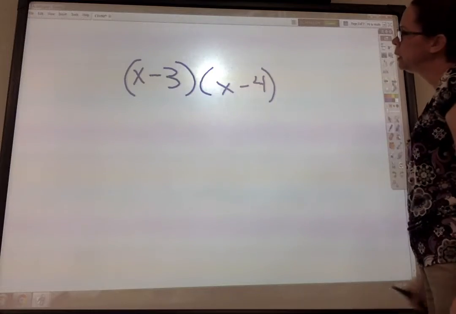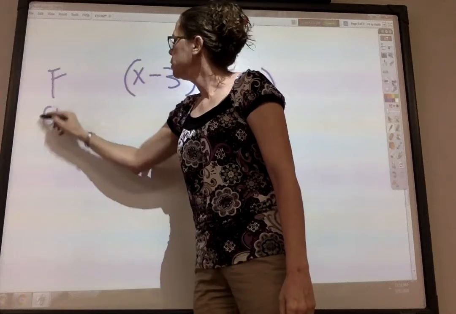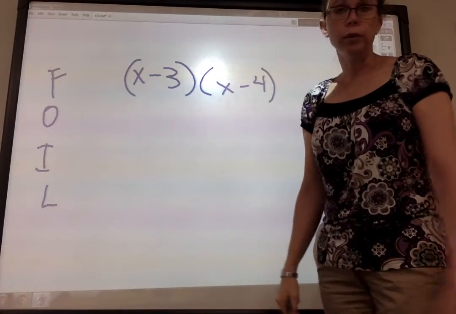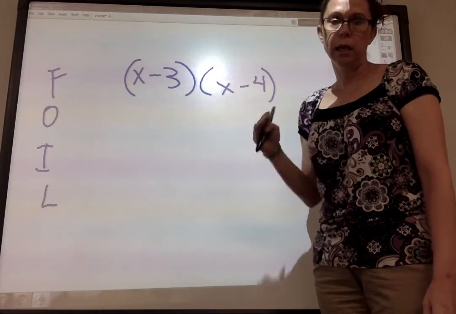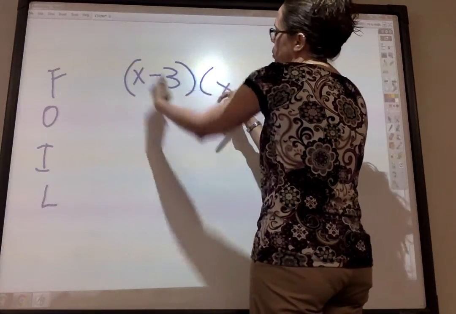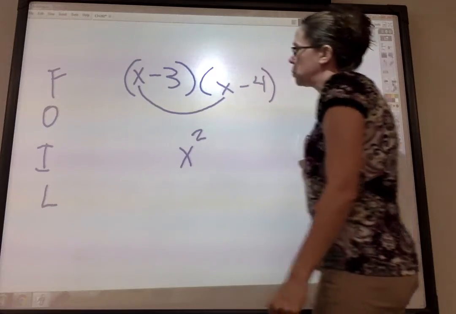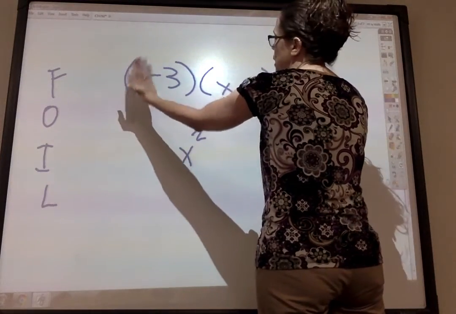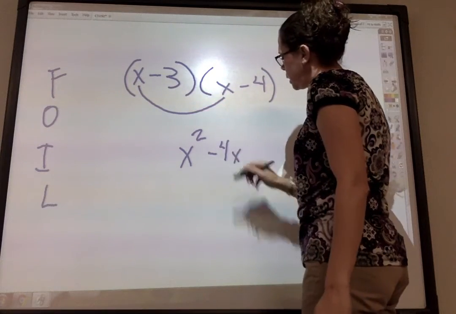Okay? Now let's try it again. I'm going to write over here, FOIL. You need to start memorizing what FOIL stands for. First, outside, inside, last. Okay? First means I'm going to multiply the first terms together. X times x gives me x squared. Now outside terms. X times a negative 4 gives me negative 4x.